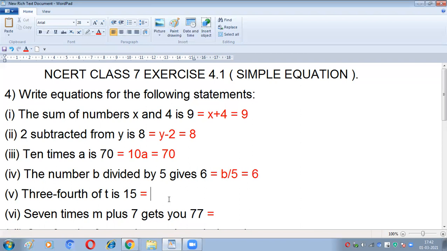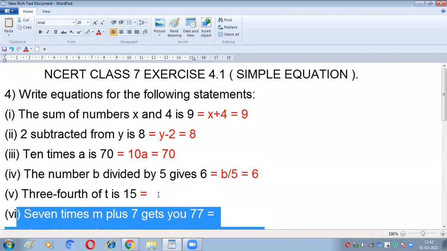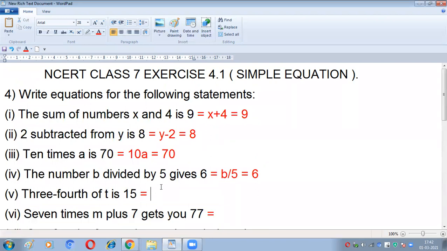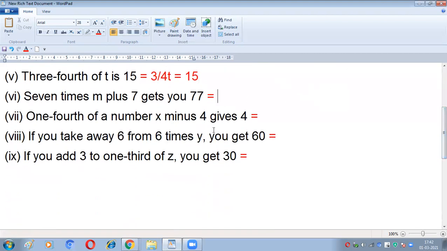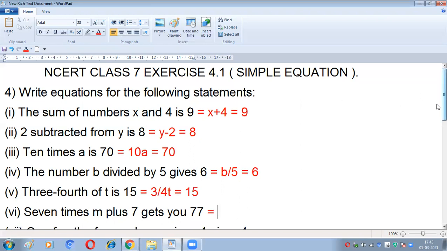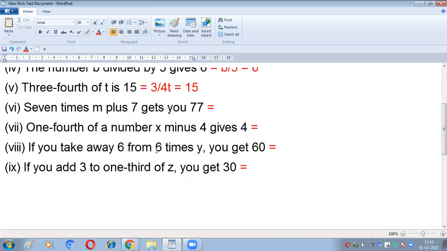Okay, done. So let's move to the fifth bit, and the fifth bit is 3/4 of t is 15. 3/4 of t, that means 3 upon 4 t. 3/4 of t is 15. That means 3 upon 4 t is equal to 15. These are so easy. That means in class 7 the algebraic expressions are so easy for us.